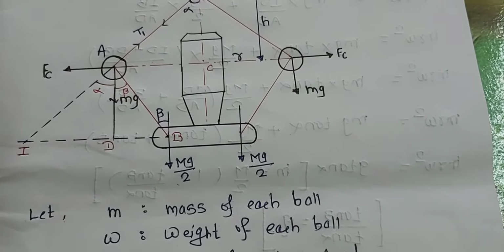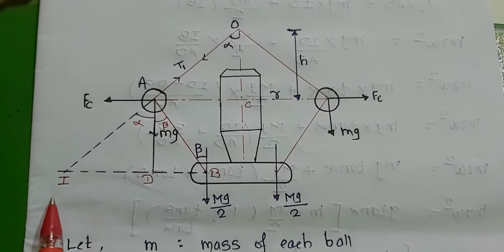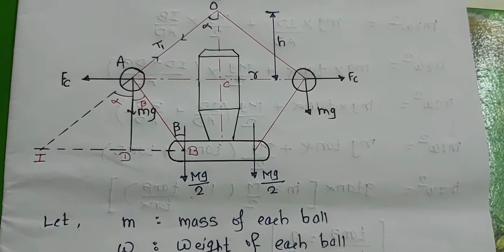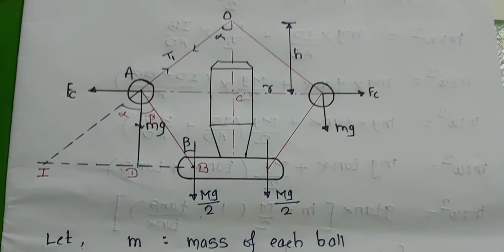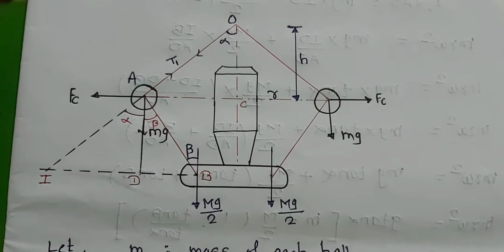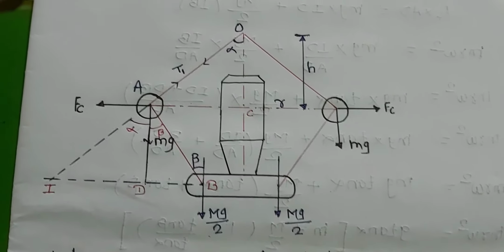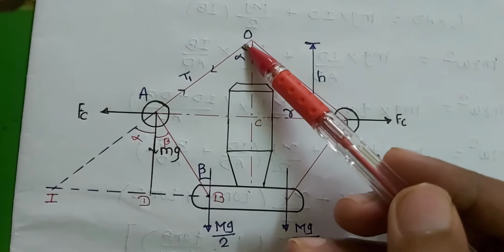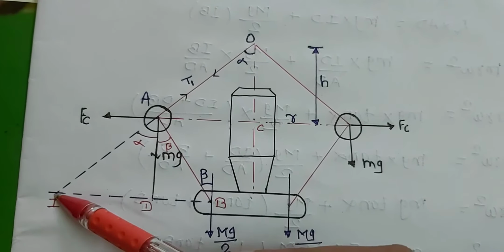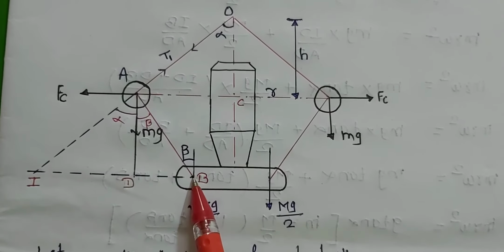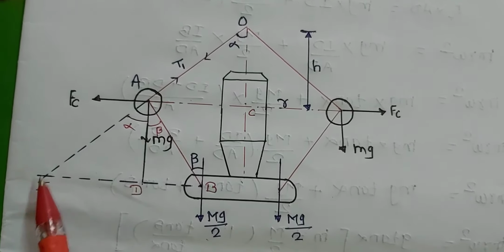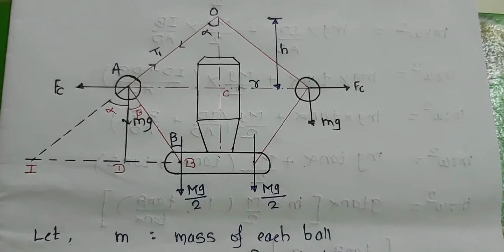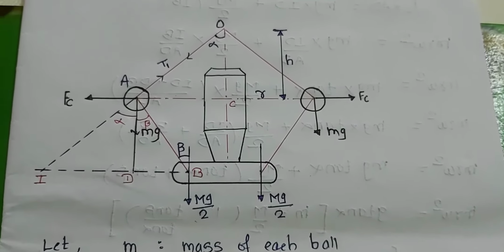Now, what is I? This point is I. I is the point of intersection of the horizontal line at B and the extension of the line OA produced. This is my OA. If you extend the line OA, it will meet the horizontal line from B here. So this is the intersection of both lines. These are the terminologies we are going to use.